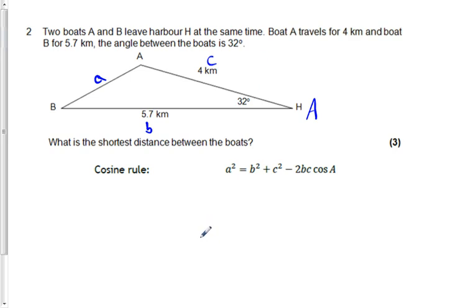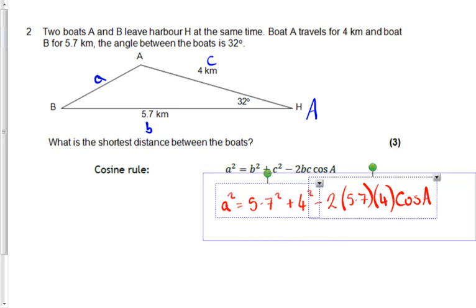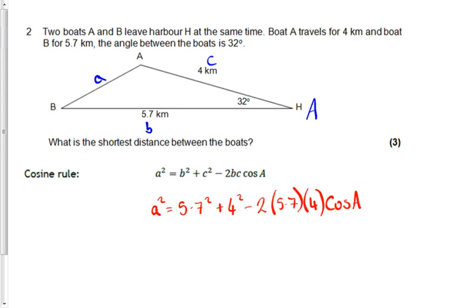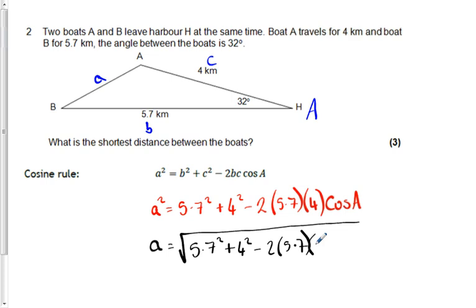So using our cosine rule, we've got a squared equals b squared plus c squared minus 2bc cos A. Filling in our numbers then, we have that a squared is equal to 5.7 squared plus 4 squared minus 2 times 5.7 times 4 times cos A. Now, rather than put all of that into my calculator and then take the square root of it, I'm going to do that in a single line. So I'm going to say a is the square root of 5.7 squared plus 4 squared minus 2 brackets 5.7, close the bracket, open 4, close the bracket, cos, and A was 32 degrees. I should have written that in earlier.